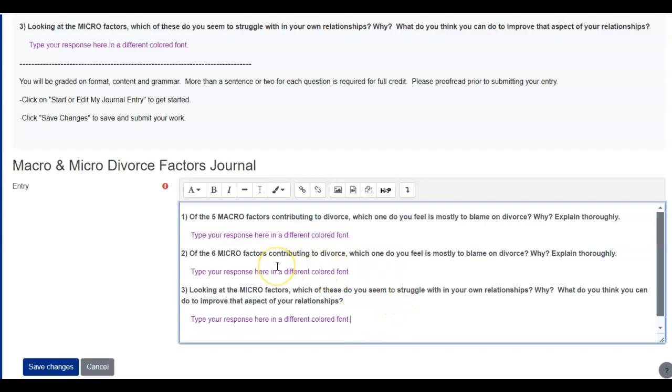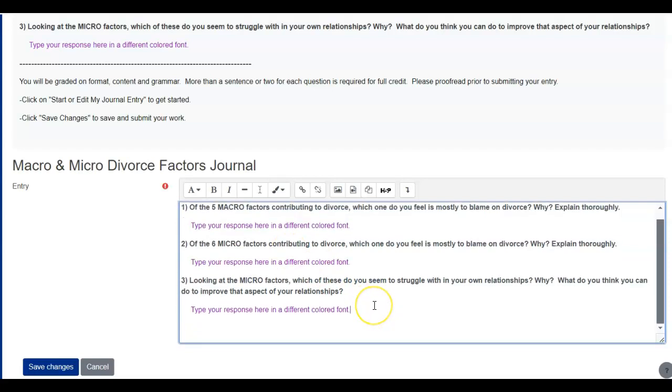For number 2, you're going to do the same thing. You're going to look at the micro factors, those tiny individualized factors. Pick which one you feel is mostly to blame and tell me why. And then number 3, looking at the micro factors. So those are individual factors that are leading to divorce rates.